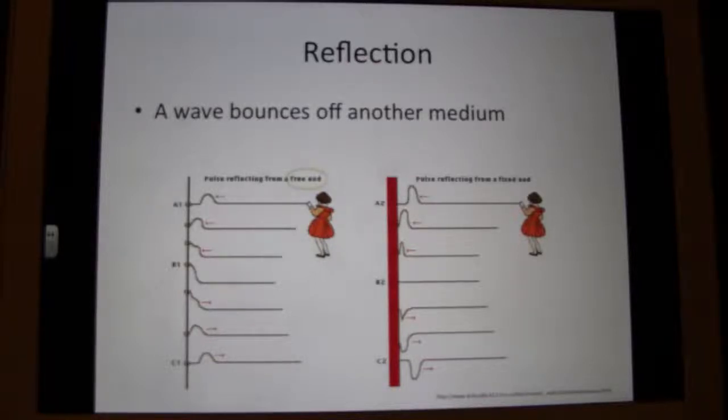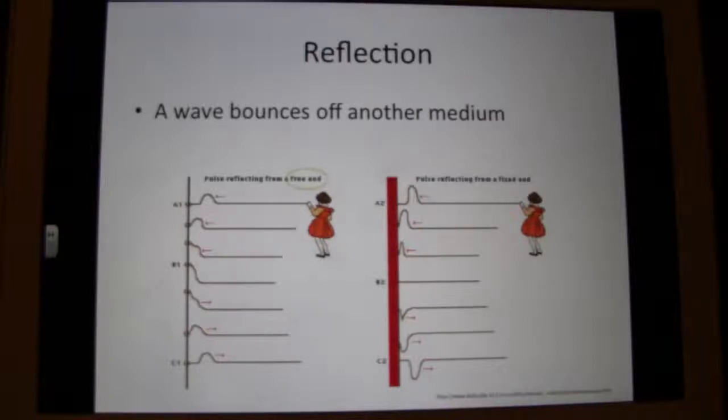A single pulse is sent toward the pole, and when the pulse reaches the pole, the rope is able to slide up the pole. But the energy is not totally absorbed by the pole. Some will be reflected back, and it's reflected back upright, just like the original pulse, just heading in the opposite direction through the rope.